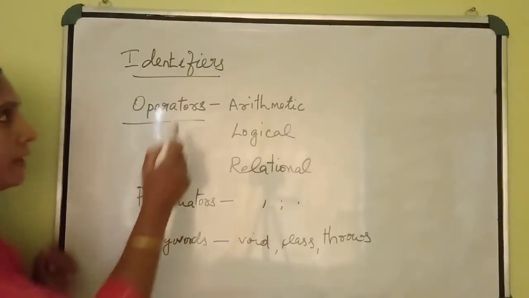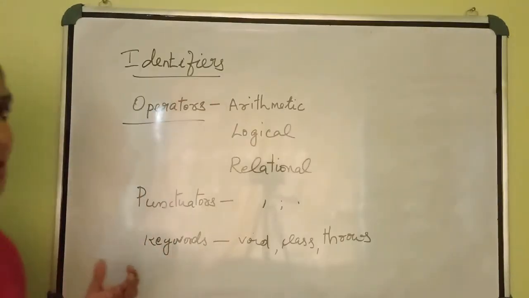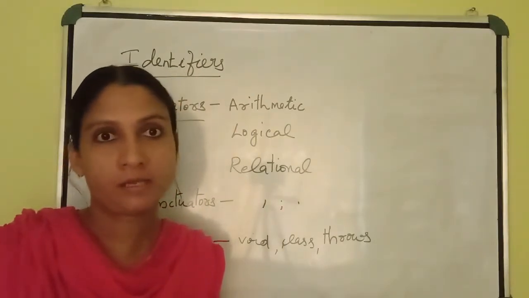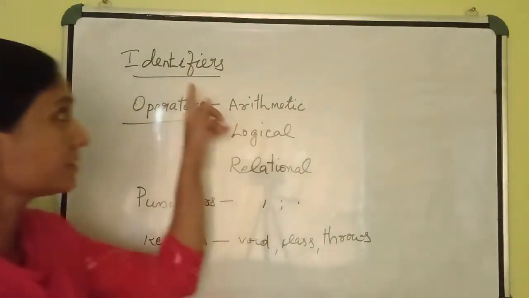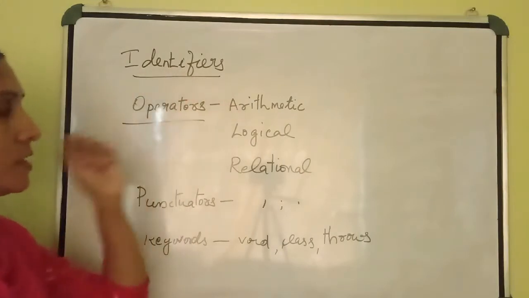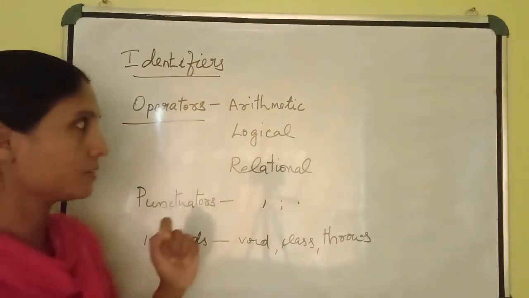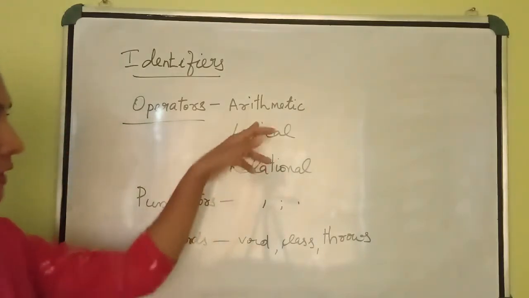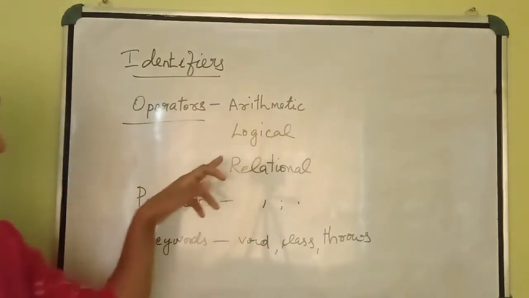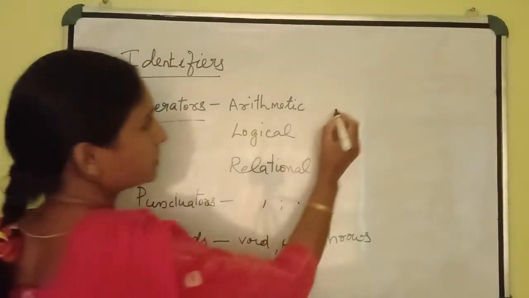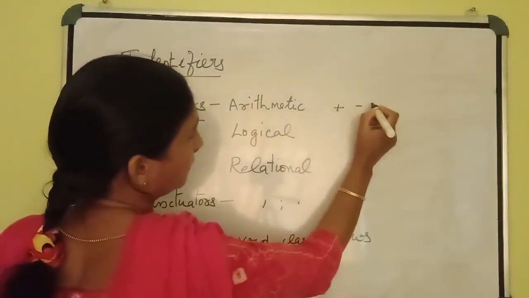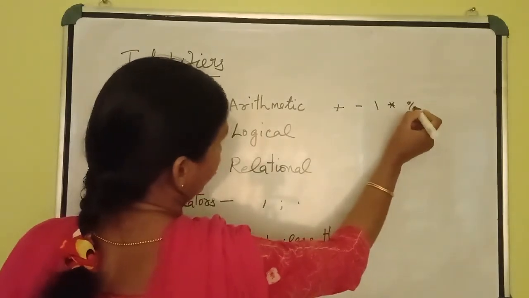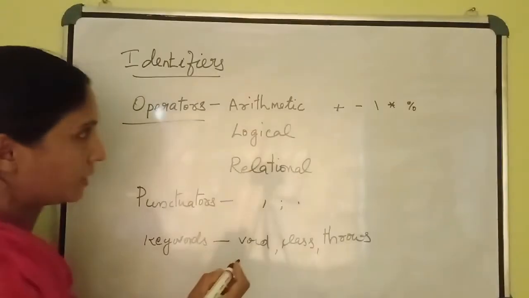Okay, next one, identifiers. Identifiers are used for naming a block or a variable or a class or a function. Okay, these are identifiers. And next one is operators. What is meant by operators? There are three types of operators. What are they? Arithmetic, logical, and relational. Arithmetic means plus, minus, slash, into, or mod operator. These are the different types of arithmetic operators.